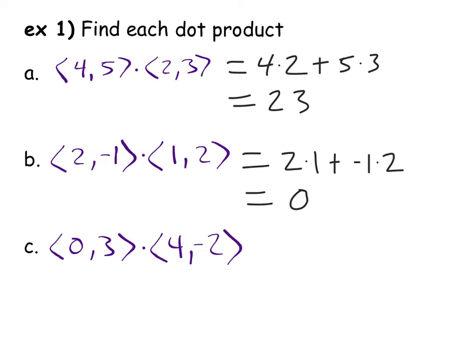Okay, you saw in part A, it can obviously be a positive number. 0 times 4 plus 3 times negative 2. That would be negative 6. So there you see in the third part, a dot product can be negative. Okay? They can be positive, they can be 0, they can be negative. You've got an example showing each.